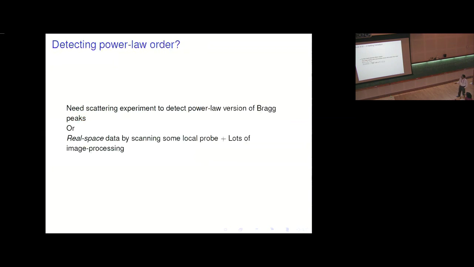So this brings us to the question: if you really wanted to see this in an experiment, in the more realistic Hamiltonians that have the same low temperature phase, how would you see it? You'd need to do something very subtle. You'd need to do, let's say, a neutron scattering experiment where you have the ability to detect power law versions of Bragg peaks. Or, if you had some other system described by similar physics, where you could scan some local probe, you would get some real space data and do lots of image processing, right? Like in engineered examples of liquid crystals, this is how people see hexatic phases.